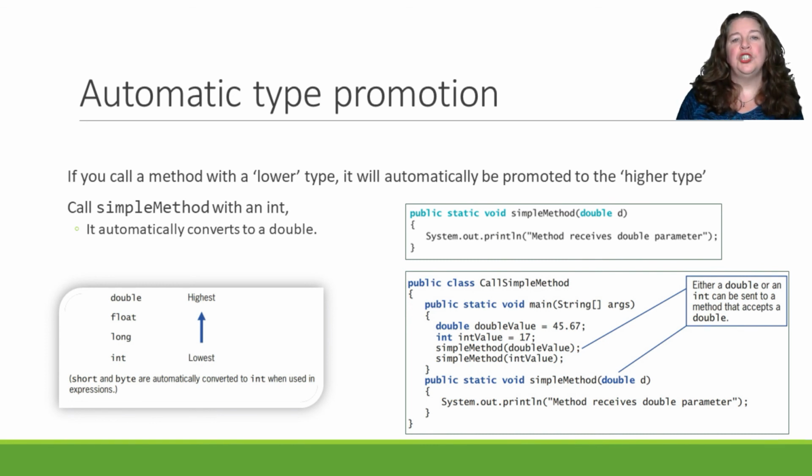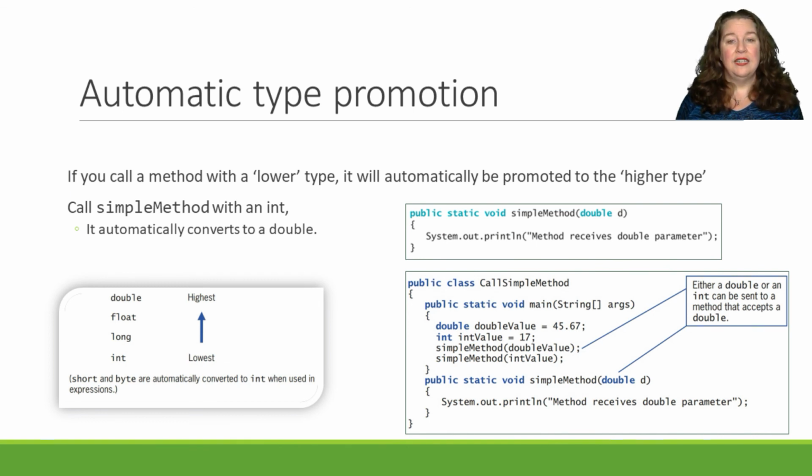Java will be able to automatically promote to the higher type if you give it an int, a long, or a float. It will automatically promote it to a double, so it'll run fine in the method. So I can take my example here of call simple method, and I can call it with a double and it works fine, and I can call it with an integer and it works fine, because Java knows how to automatically promote your types. It will automatically make that type a double because it can go up.